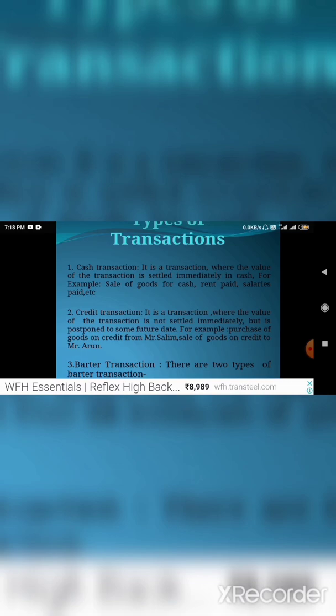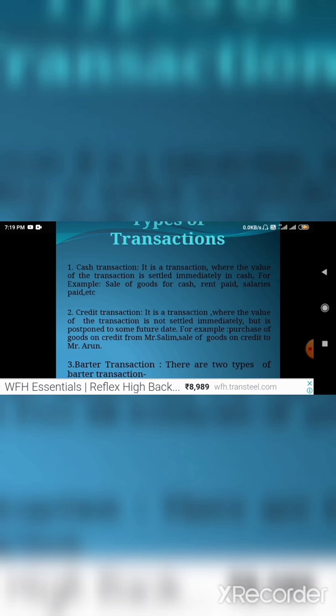Cash transaction. Let's see the types of transaction one by one. Cash transaction means it is a transaction where the value of the transaction is settled immediately. For example, sale of goods for cash, rent paid, salaries paid will come under the cash transaction. Next, credit transaction. Credit transaction means it is a transaction where the value of the transaction is not settled immediately, but it is postponed to some future date. For example, purchase of goods on credit from Salim, sale of goods on credit to Arun.